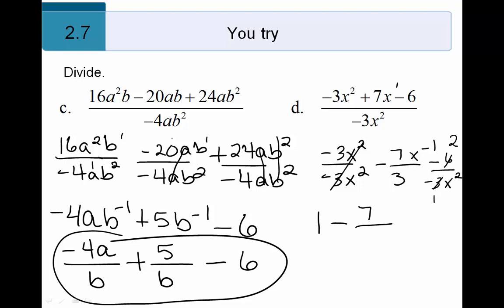The reciprocal of x is 1 over x. That's forcing the x down to the denominator with the 3 to make my exponent positive. A negative divided by a negative is positive. So we have a 2 in the numerator, and we have x squared remaining in the denominator.